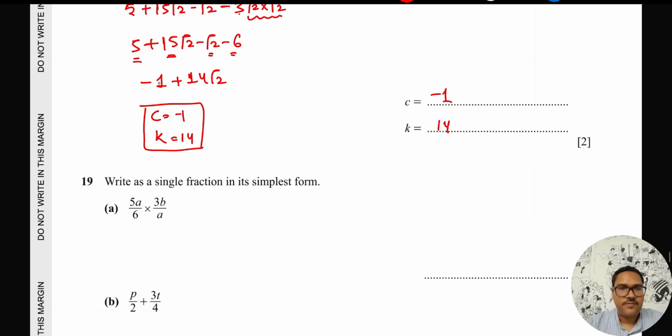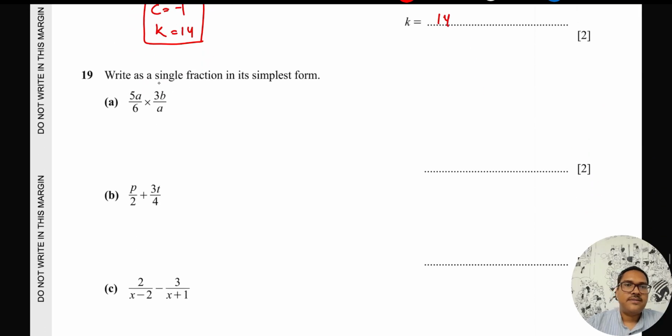Minus 1 and 14 is the answer. You have to simplify. You have to write this as a single fraction in the simplest form. So you can clearly see what is the factor common. A and A cancel. And here 3 and this will cancel. So what is this? Or I can say this is 5 into a into 3b upon, this is 6 into a.